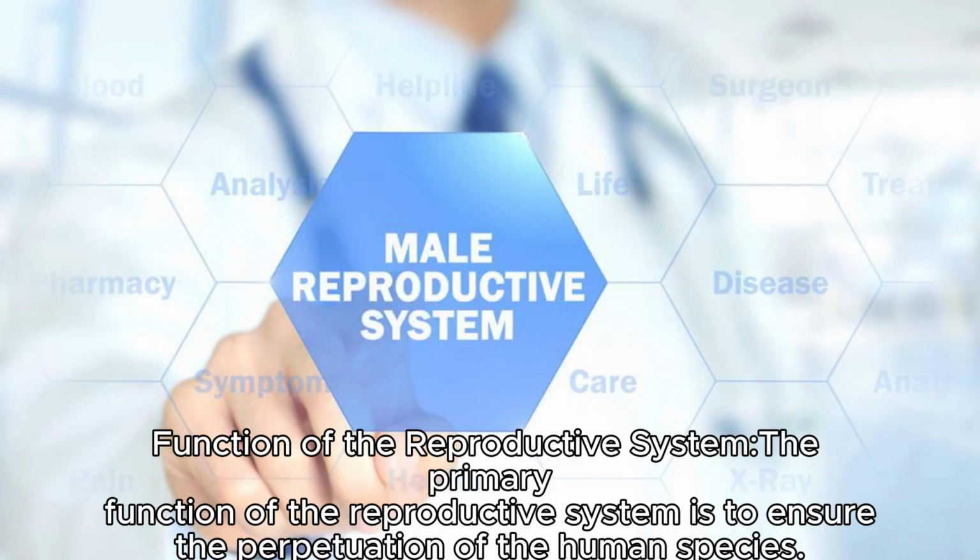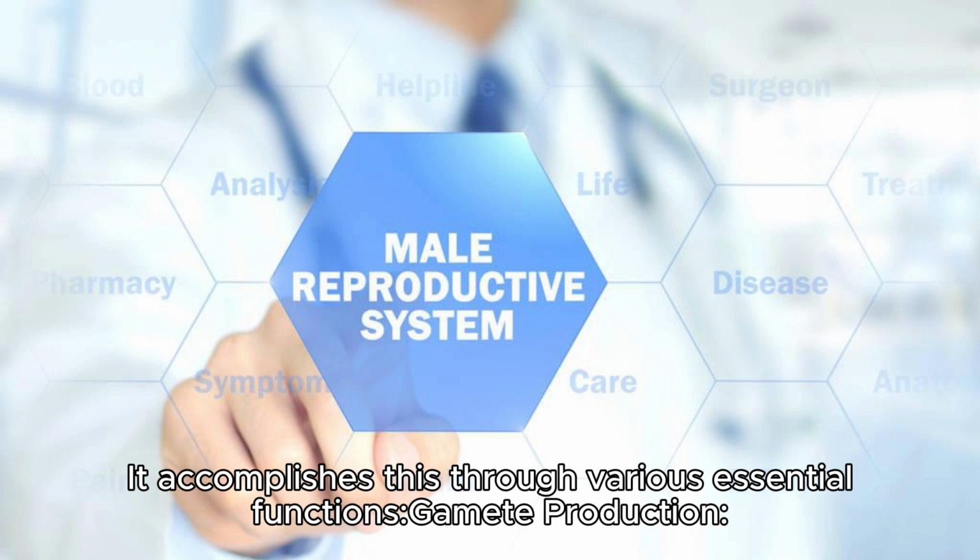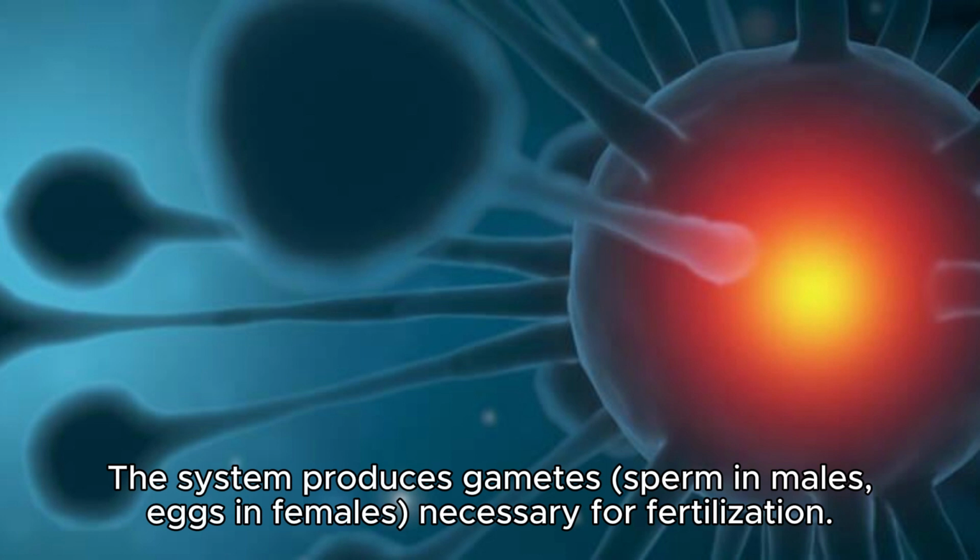Function of the reproductive system. The primary function of the reproductive system is to ensure the perpetuation of the human species. It accomplishes this through various essential functions: gamete production. The system produces gametes, sperm in males and eggs in females, necessary for fertilization.